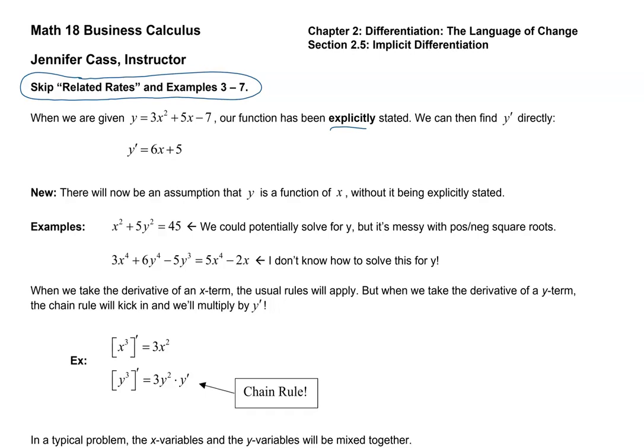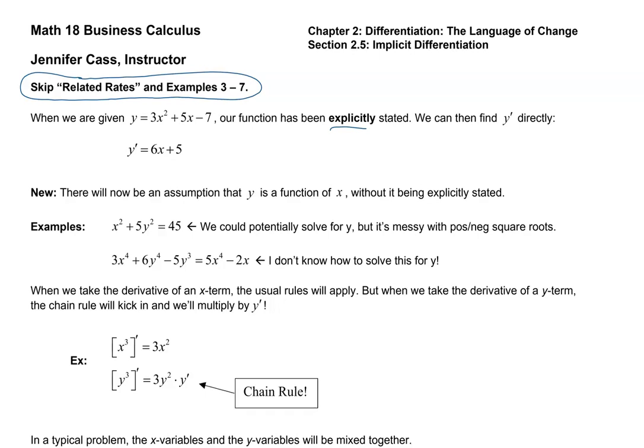Now there will be an assumption that y is still a function of x without it being explicitly stated. For example, x squared plus 5y squared equals 45. We could potentially solve this for y, but it's messy with positive and negative square roots. And here in 3x to the fourth plus 6y to the fourth minus 5y cubed equals 5x to the fourth minus 2x, I do not know how to solve this for y.